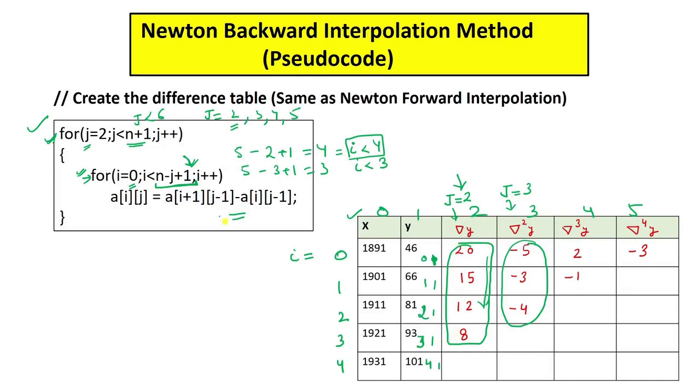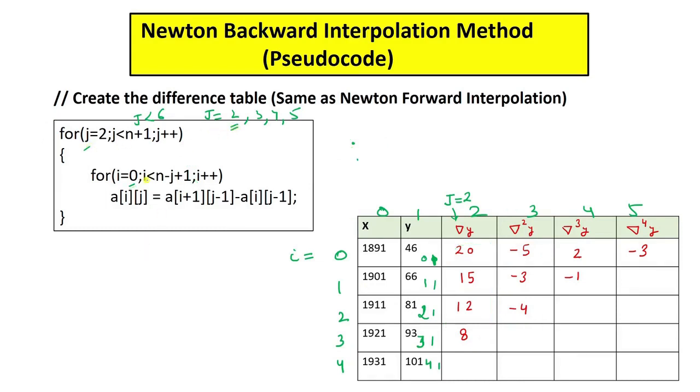Okay, so this way this loop is changing again and again. Now let's see how it will work. So let's start from j equal to 2. Now I will be running from i equal to 0 to n minus j plus 1. So this n minus j plus 1 was 5 minus 2 plus 3 plus 4. Okay, so this is 4.